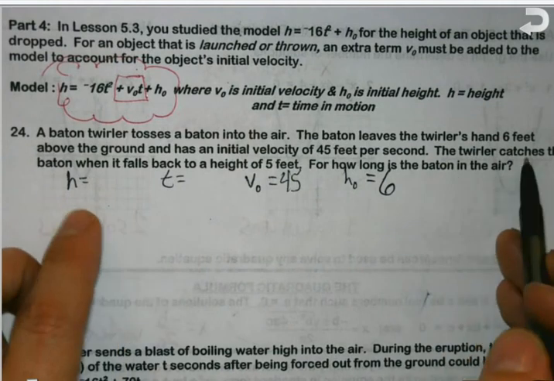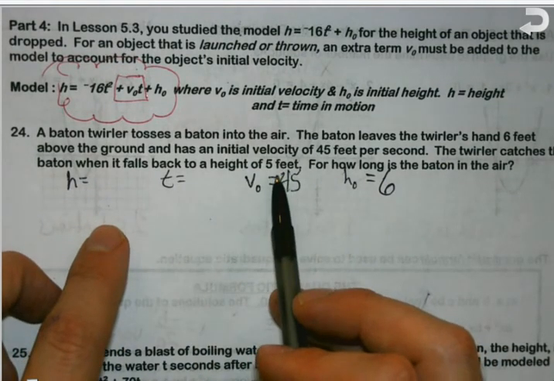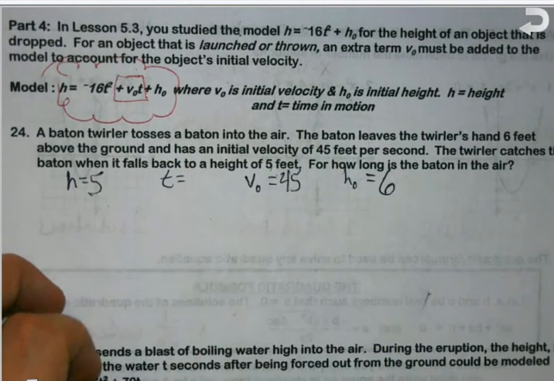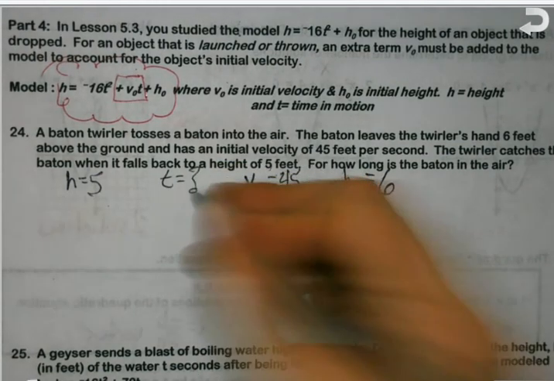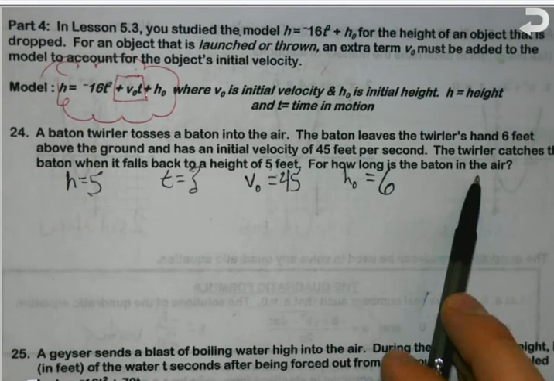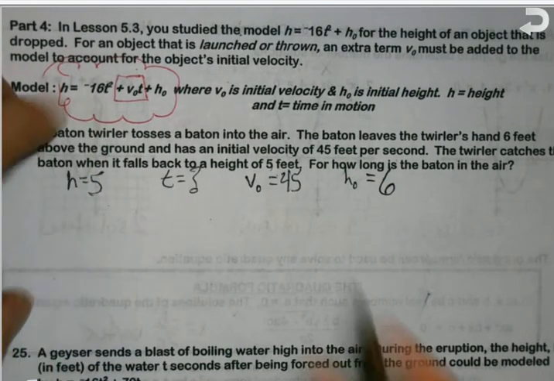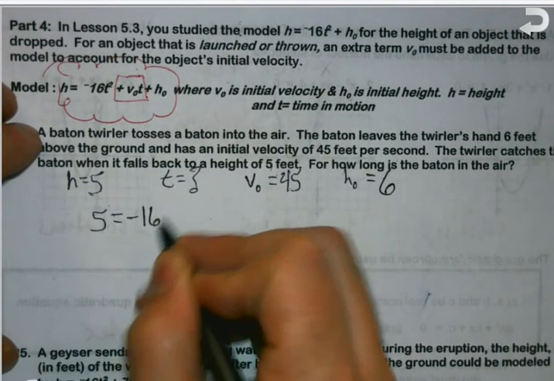The twirler catches the baton when it falls back to a height of 5 feet. Okay, 5 is my h, where my height is going to end up. I'm releasing it 6 feet up, but when I catch it again, it's not hitting the ground. I'm catching it 5 feet above the ground. And I don't know what t is. That's what I'm trying to figure out. How long is the baton in the air? So I'm going to take that equation and fill in all the info that I have.